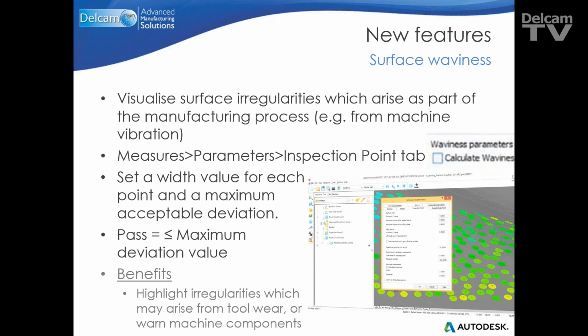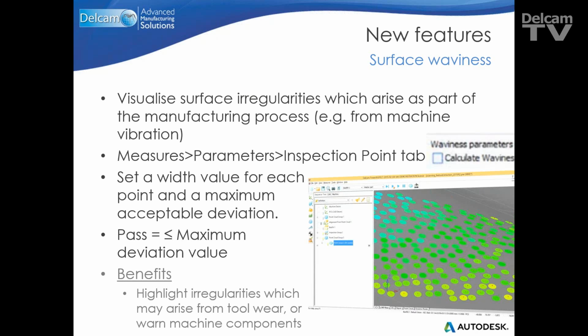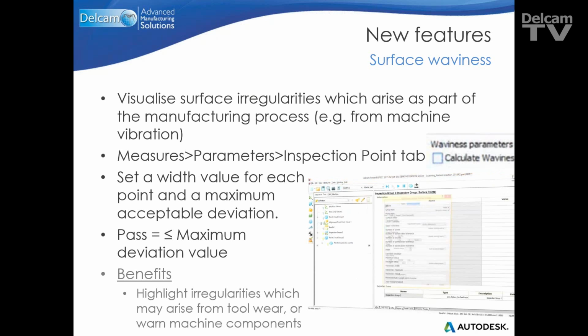And one of the benefits of this new functionality, which allows you to report on surface waviness, is that you can include extra detail as part of your report. But how do we do this? So in PowerINSPECT, you can go to the Measures, Parameters and Inspection Point tab, as you can see on my second bullet point there on the slide, and you can select the tick box to calculate waviness.